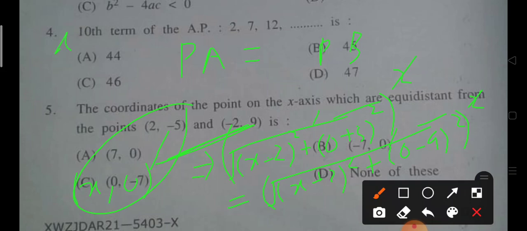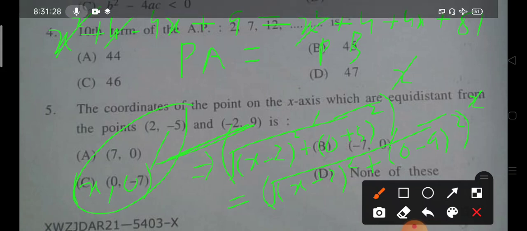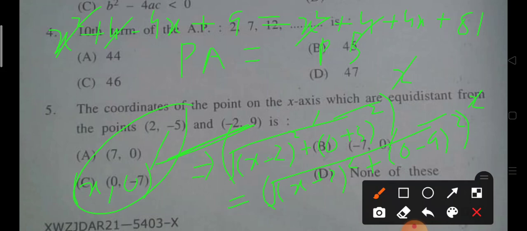So what are we left with? This is x square plus 4 minus 4x plus 9, and this is equal to x square plus 4 plus 4x plus 81. Now x square and x square get cancelled out. 4 and 4 get cancelled out.